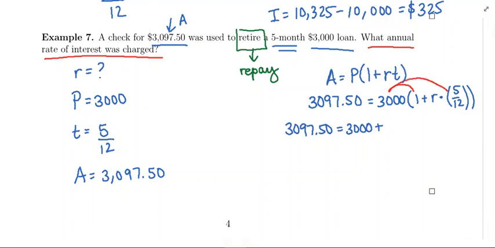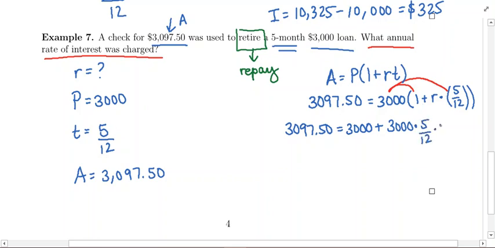So we're going to get 3,000 times, and remember, when you multiply, you can multiply in any order, 3,000 times 5 over 12 times r. Now I'm going to go to my calculator and figure out, remember your order of operations. You do parentheses, then exponents, then multiplication and division together from left to right, and then addition and subtraction from left to right. So you do multiplication before you do addition.